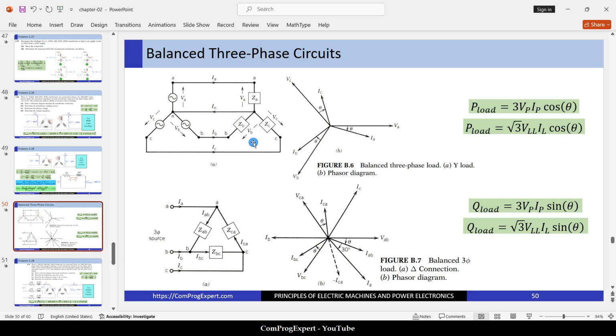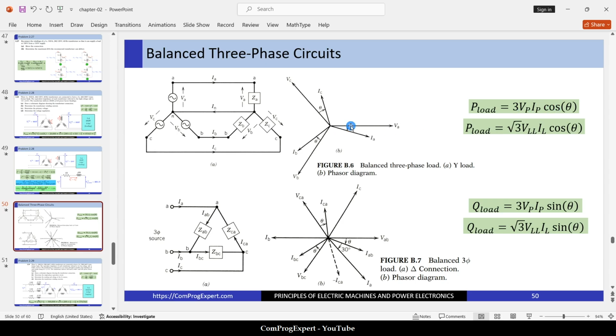Here we have these two figures from the appendix. You can review the appendix. As you know, for a balanced three-phase circuit, the value of the active power of the load is 3 times V phase I phase cosine of theta.